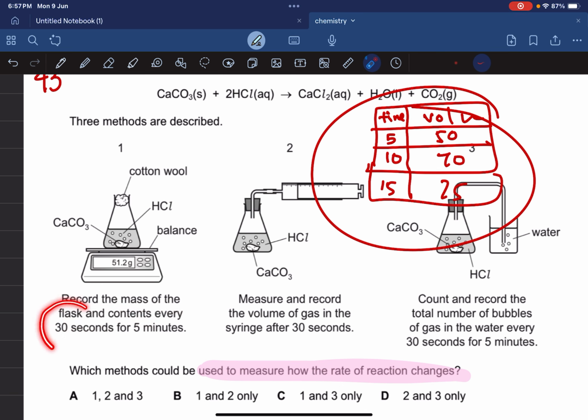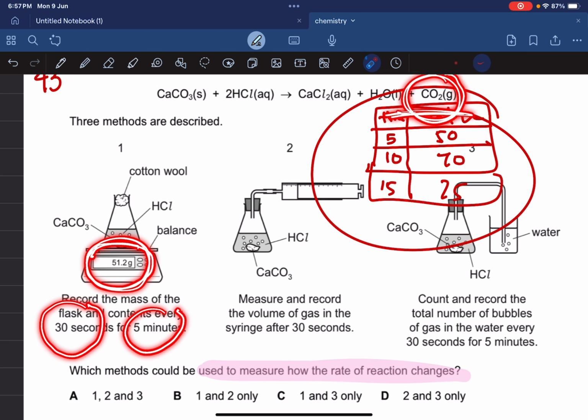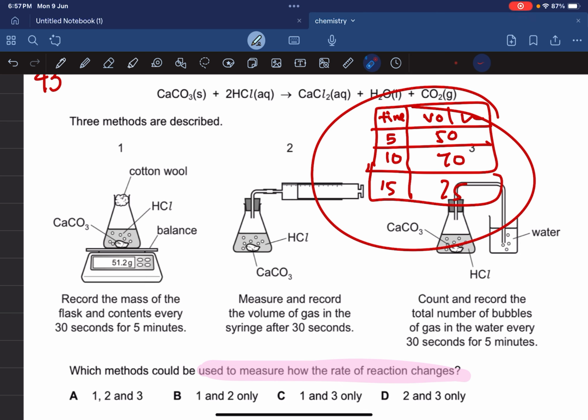After every 30 seconds, if I check for 5 minutes, I'm going to check how much mass has decreased, because my carbon dioxide gas is being formed, and when my carbon dioxide gas stops forming, I know the reaction has stopped. So the contents on the balance are going to stop changing. Okay, so that is correct.